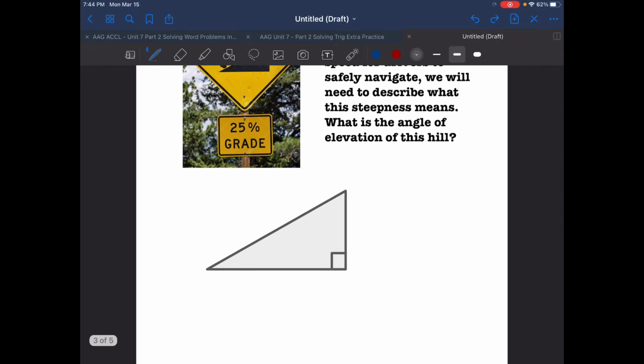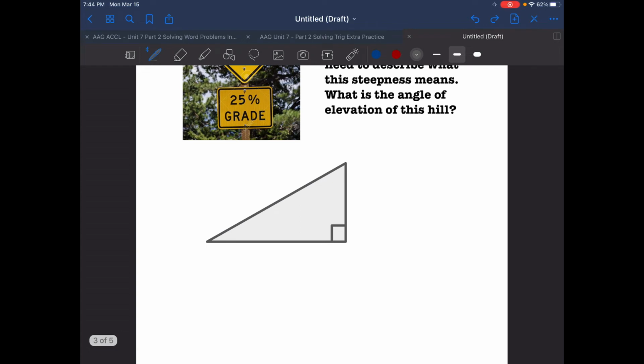So a 25% grade, let's think about what that means. That is actually giving you the slope, a 25% grade. So let's think about, first of all, what does 25% mean?